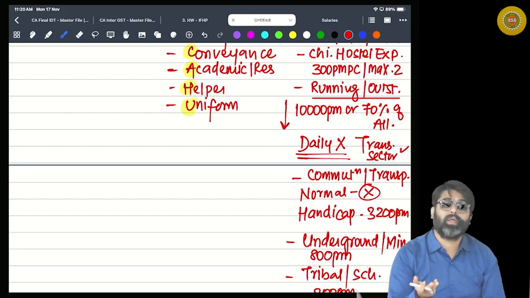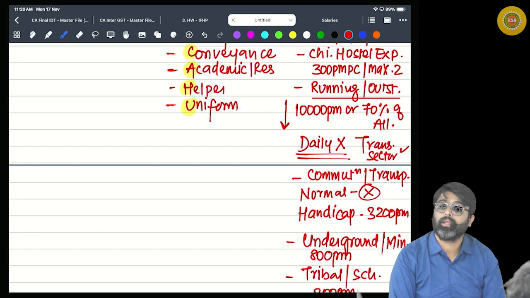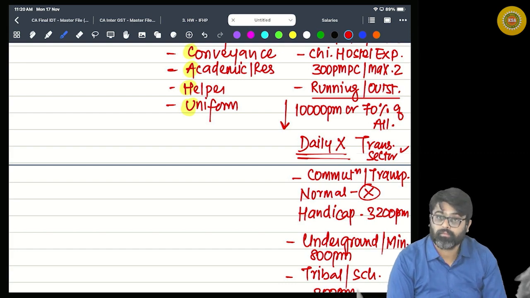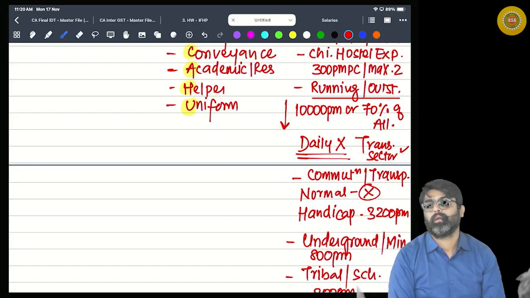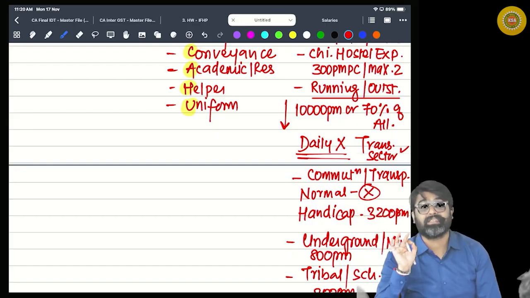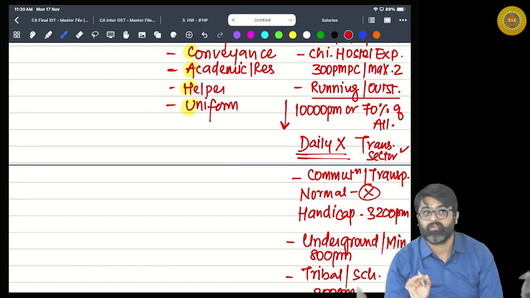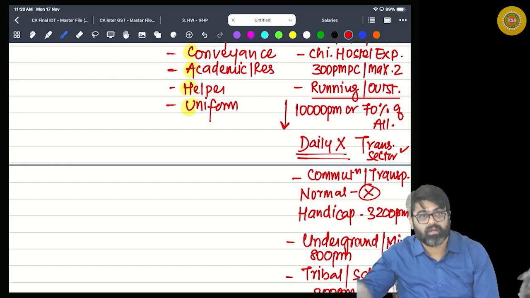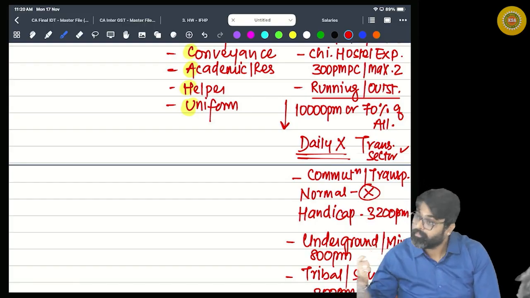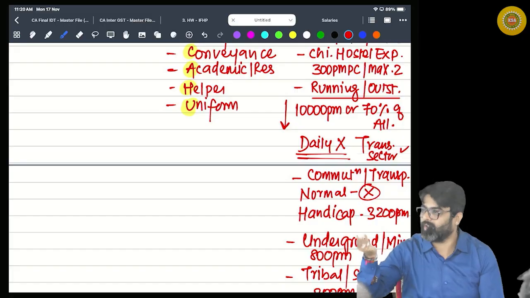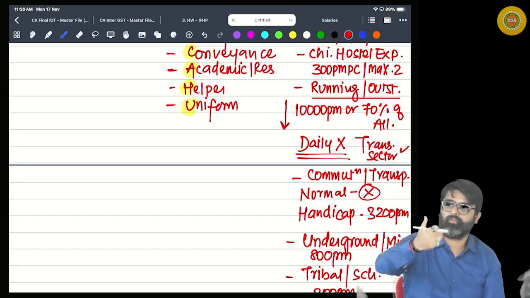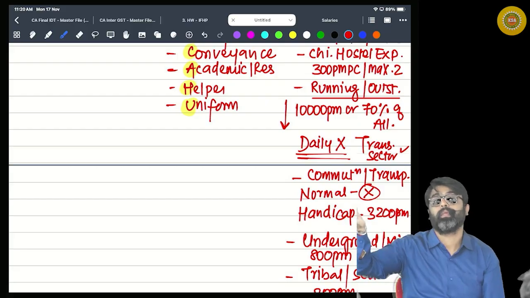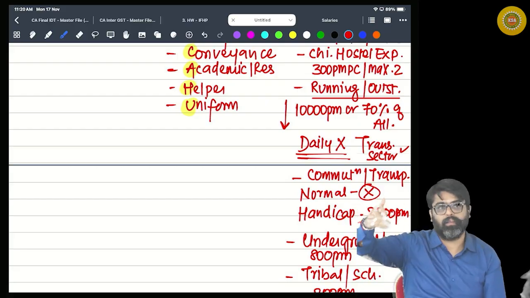And then underground area allowance, or sometimes also known as mining area allowance, that will be fully exempt if the amount is 800 or less. If the amount is more than 800 per month, it is 800 per month only. This is not for children, this is for you. Yes or no? So if you are getting 800 or less, it is fully exempt. More than 800, up to 800 is exempt, the balance will be taxable.